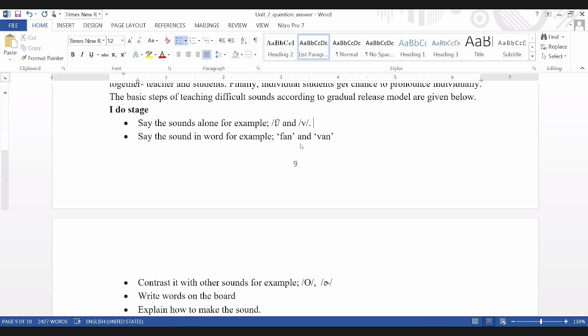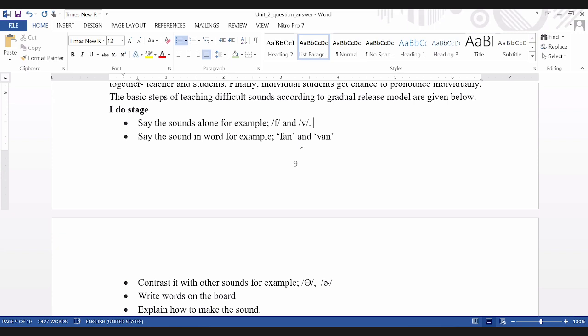So we have 44 English sounds, phonemes: 20 vowel sounds and 24 consonant sounds. Our students should be able to recognize and pronounce these sounds appropriately. Some sounds, of course, will be difficult for the learners because they are not in Nepali, or they are but have different places of articulation. Now, to teach these difficult sounds and their pronunciation, we can follow the gradual release model.